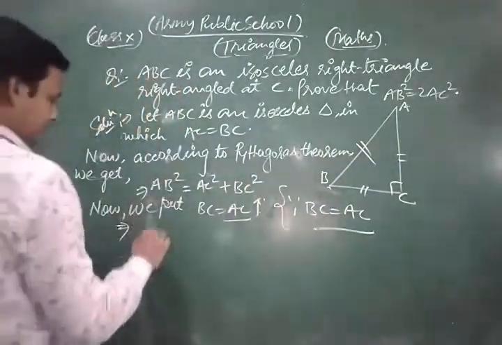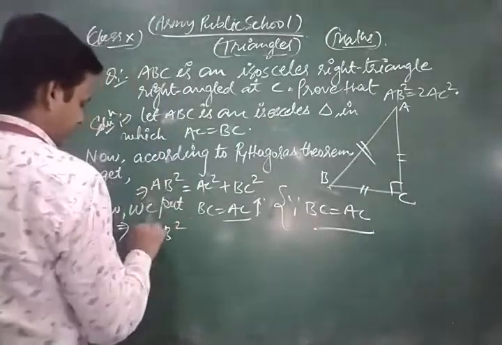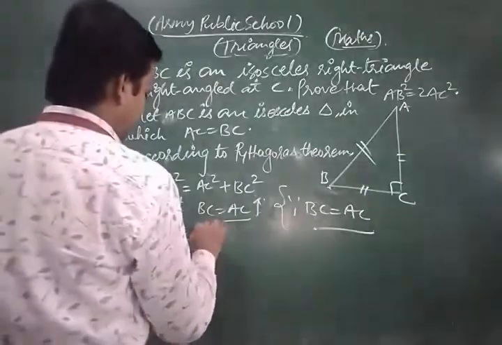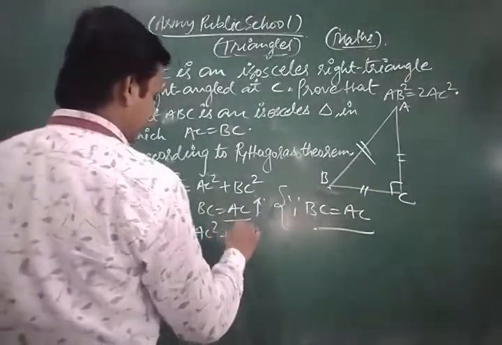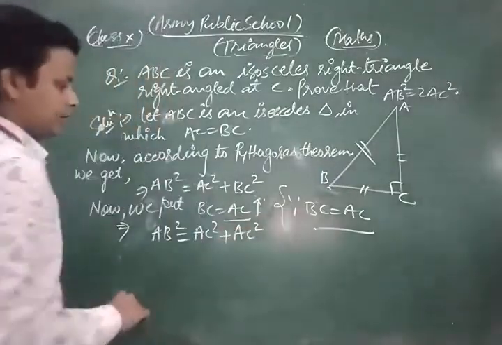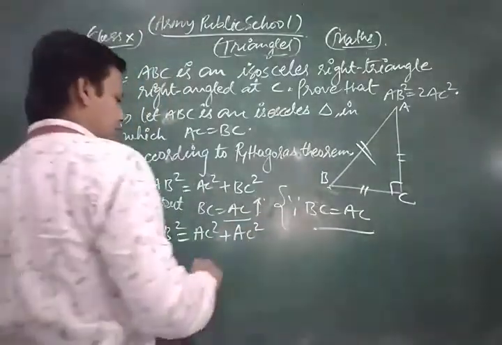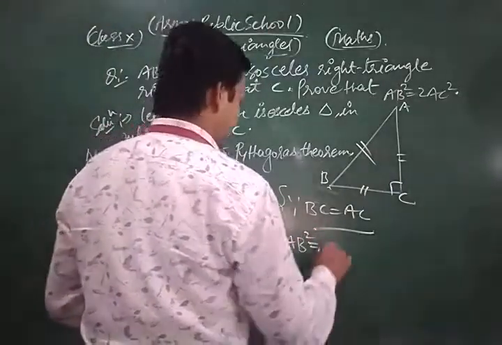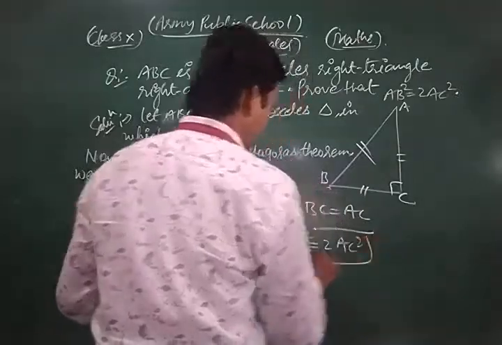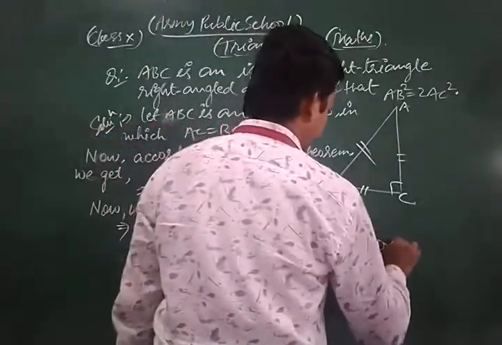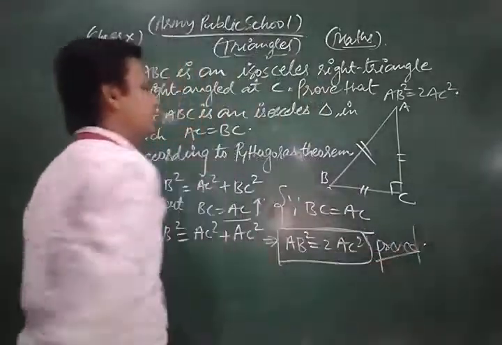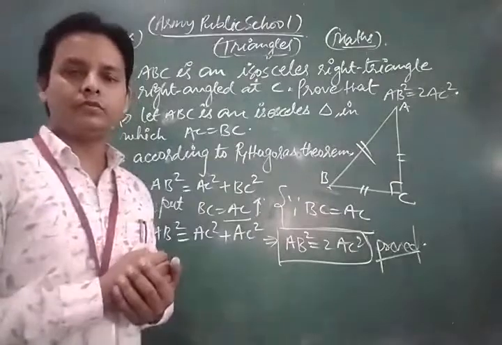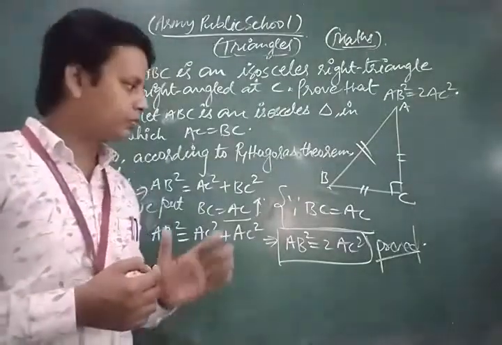So we get, this is AB square. AB square is equal to AC square plus, BC is equal to AC we put, so this is AC square. So now from there we get AB square is equal to AC square plus AC square, this is 2 AC square. Hence proved that result.